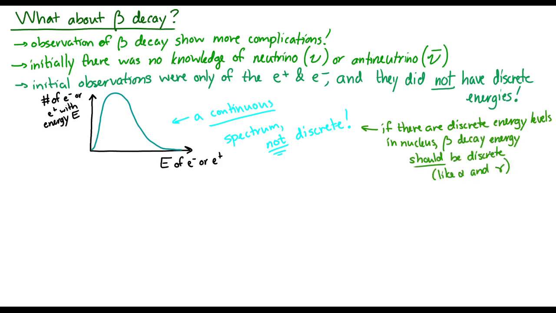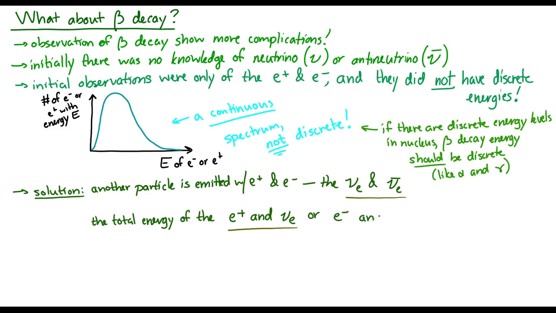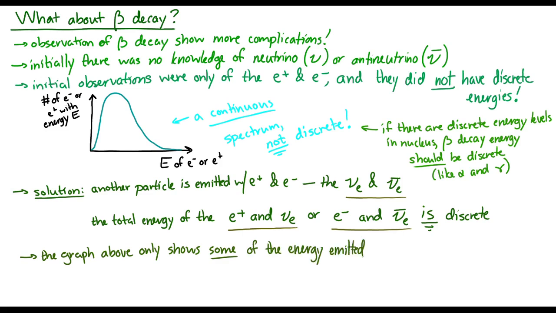And the solution to this is that, sure, positrons and electrons don't have discrete energy levels, but it turns out that there is another particle that's emitted with the positron and the electron, which we now know as the electron neutrino and the electron antineutrino. And it turns out that the total energy of the positron and the electron neutrino, or the electron and the electron antineutrino, the sum of the energy of those two objects is discrete. So when we're looking at the continuous energy spectrum of the electron or the positron, we're not seeing the whole story. We are missing the other energy that's lost to the electron neutrino or the electron antineutrino.